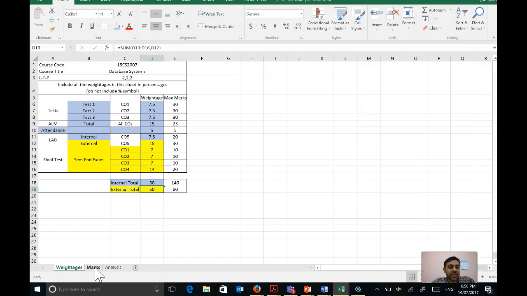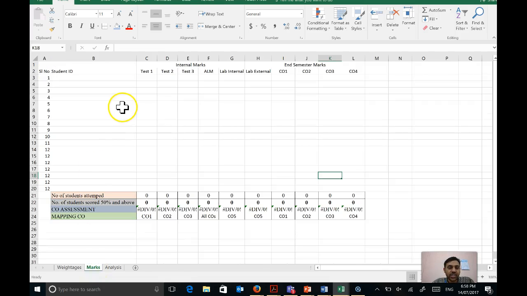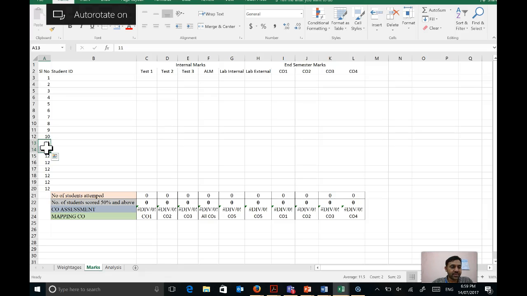And then once you're done with this sheet, you can then move on to the next sheet. The next sheet is where you need to actually place in the marks of the students. So here I've got the serial numbers, and you can just make sure you increase them automatically.